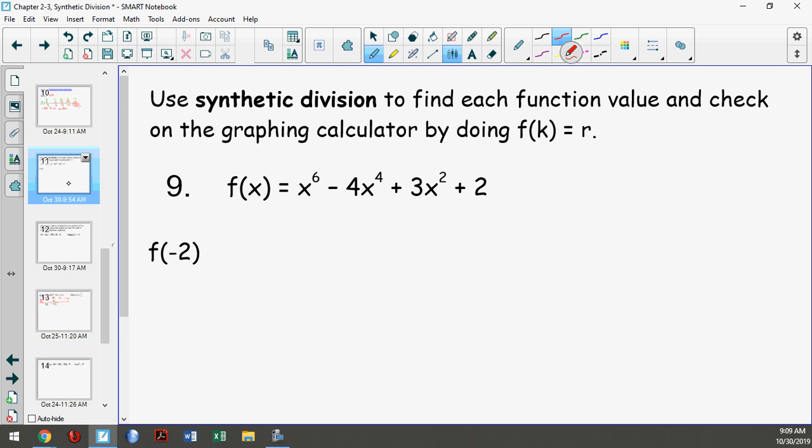Number 9. Ready? I want to know what F at negative 2 is. So I'm going to put negative 2 in the half box, and I'm going to start putting my coefficients. So that's 1x to the 6th. Do I have any x to the 5th? So what do I have? 0. Minus 4x to the 4th. Plus 0. That shouldn't be a plus there. Plus 0x cubed. Plus 3x squared, plus 2.